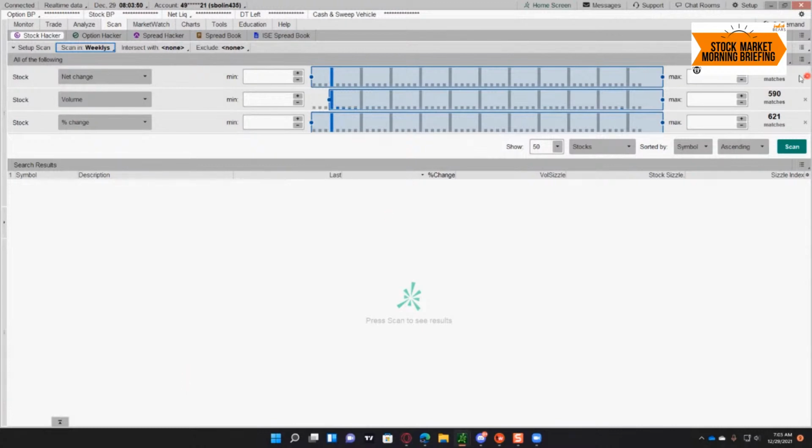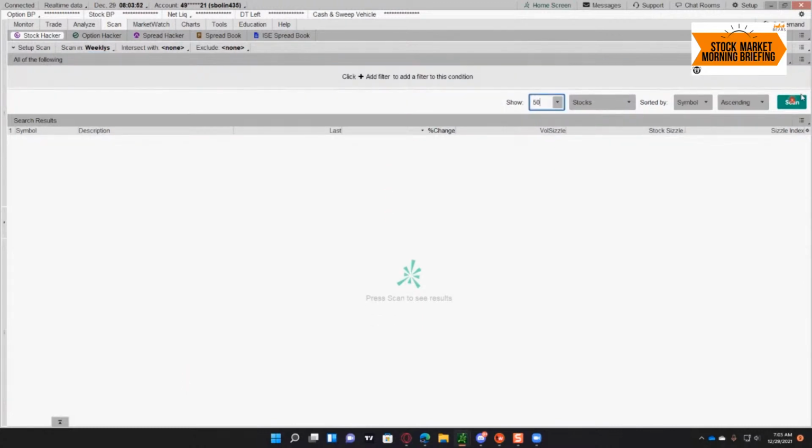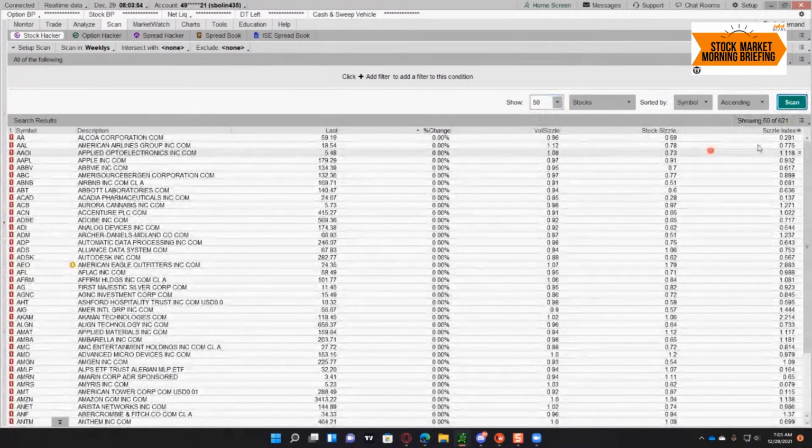Now I can eliminate everything else in this scanner and just hit scan. And I got 621 names, because out of the entirety of the marketplace, there are only 621 things that have weekly options.